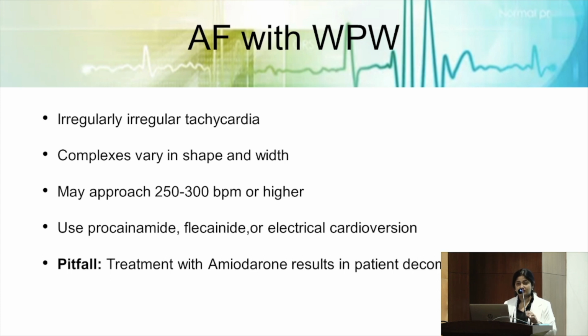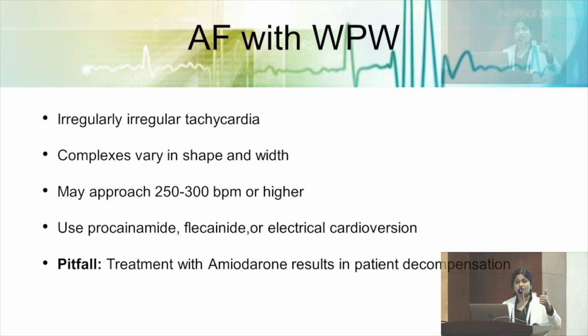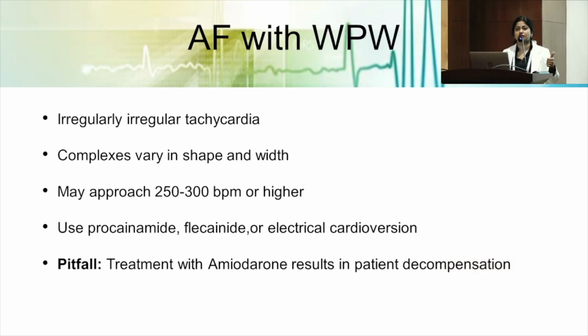It will be a completely irregular tachycardia. A completely chaotic rhythm will be there. Wide QRS complex. Rate can be up to 250 to 300. The thing I need you to remember from here: the only indication where amiodarone is not given in atrial fibrillation is pre-excitation syndromes with atrial fibrillation. That will decrease the refractory period of your AV node and increase conduction through your accessory pathway. It will worsen the atrial fibrillation.